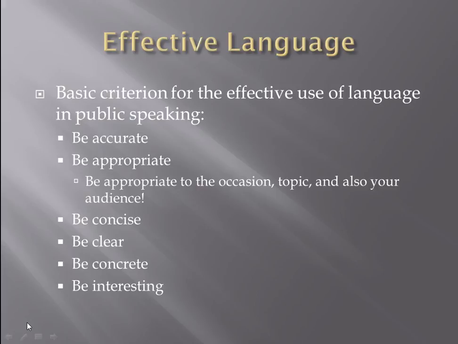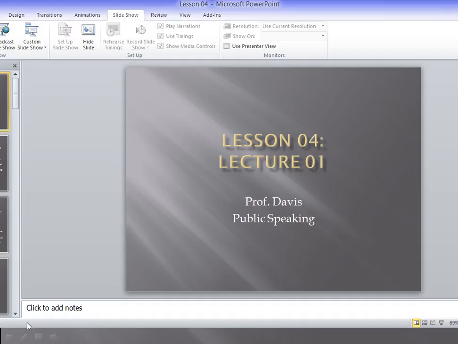So the basic criteria for the effective use of language in public speaking is be accurate. We always want to strive to be accurate with our information. Be appropriate. Being appropriate is something that sometimes gets overlooked, but being appropriate to the occasion, the topic, and also your audience is vital in public speaking. We want to be concise, be clear, be concrete, and be interesting. Basic criteria for that.